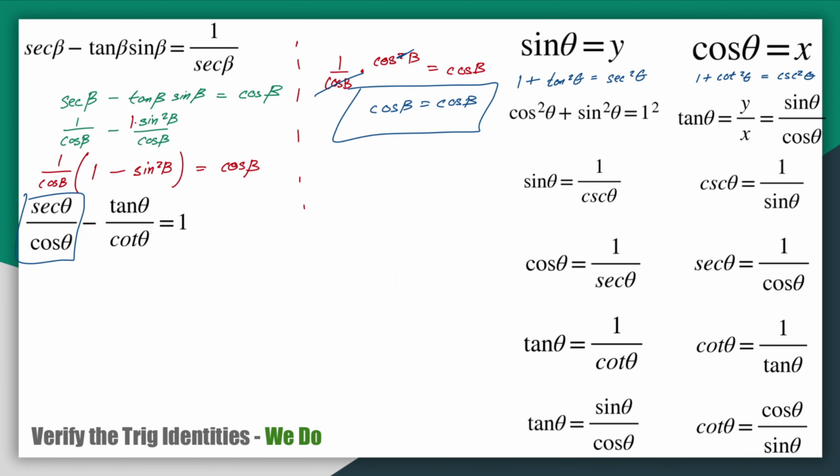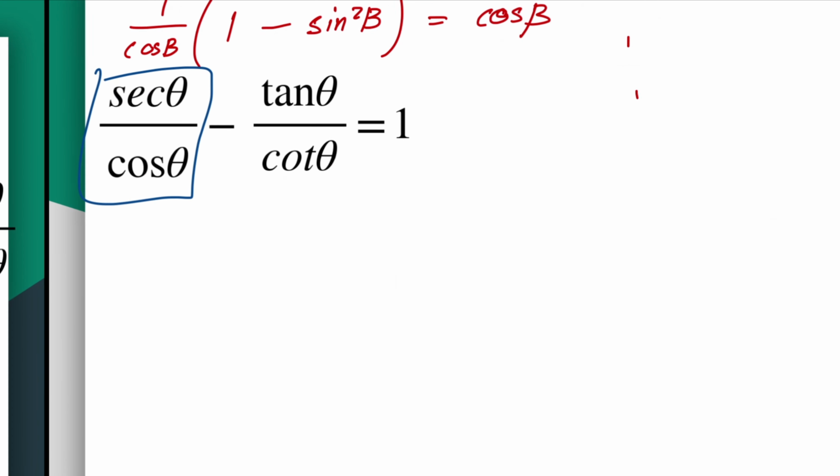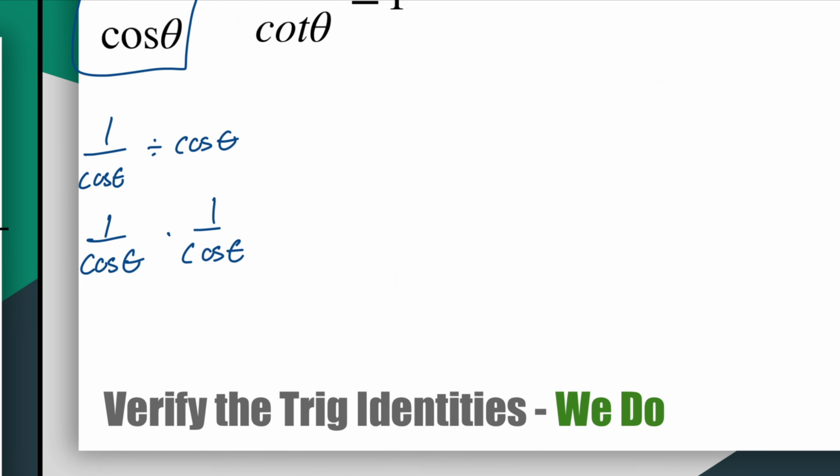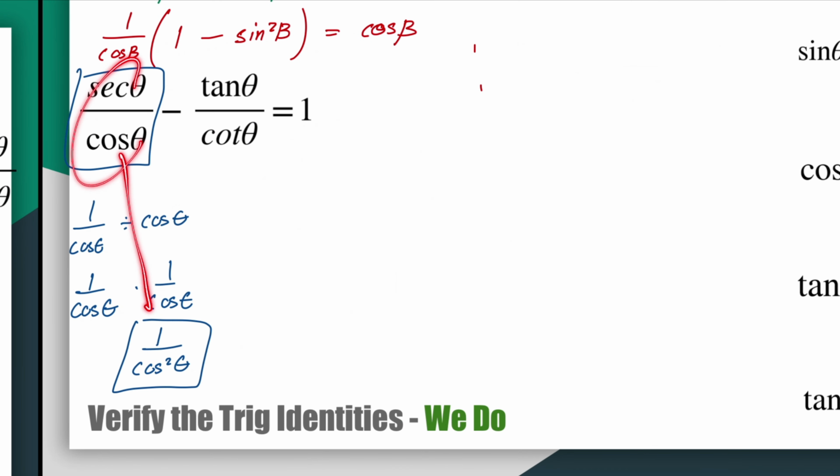Well, secant theta is also 1 over cosine. So this is kind of like 1 over cosine divided by cosine, right? 1 over cosine divided by cosine theta, which means I keep change flip, and I get the same thing, which means I get 1 over cosine squared theta on the left here, okay? So this can also be written as this.